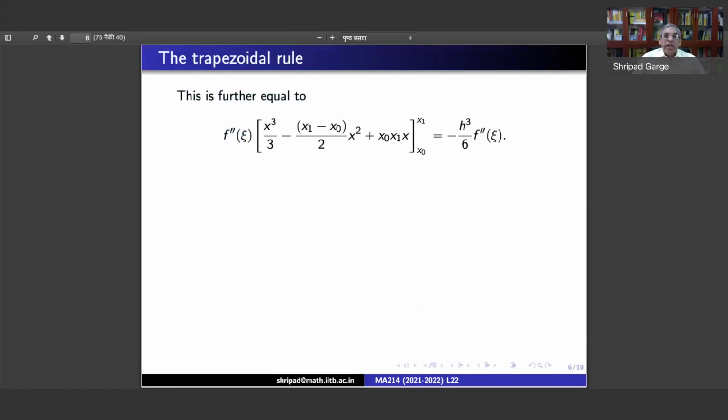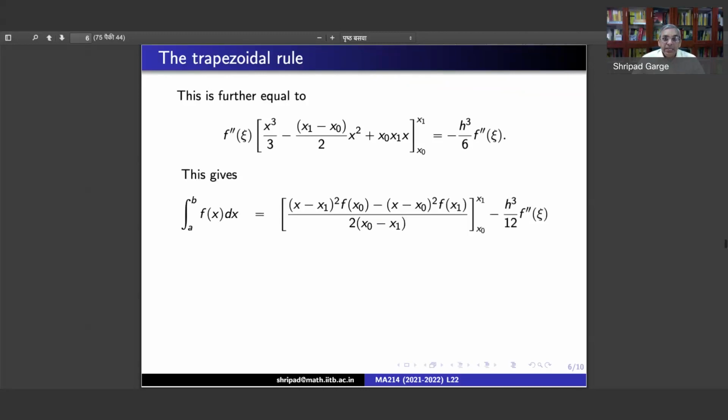Okay, and now let's see the whole formula. The formula for the integration is this: we have the interpolating polynomial integral from x0 to x1 minus the error form, which is h cube by 6 f double prime xi, but there was a 1 by 2 which was outside, so that 1 by 2 comes and it gives you h cube by 12.